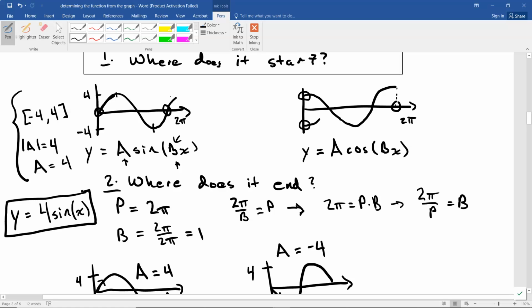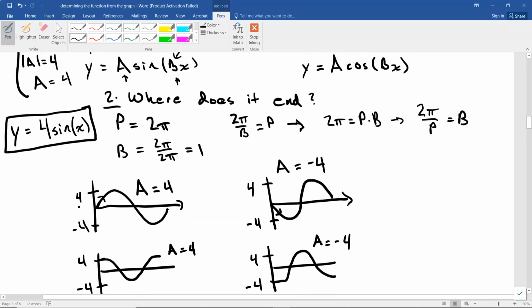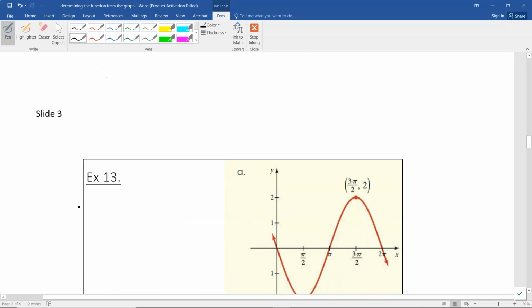Whenever you get 1 for your b coefficient, you don't have to put 1 into your function because any variable standing alone, it's understood that a 1 is multiplying. Okay? So let's do another example now that I've explained these 3 steps.